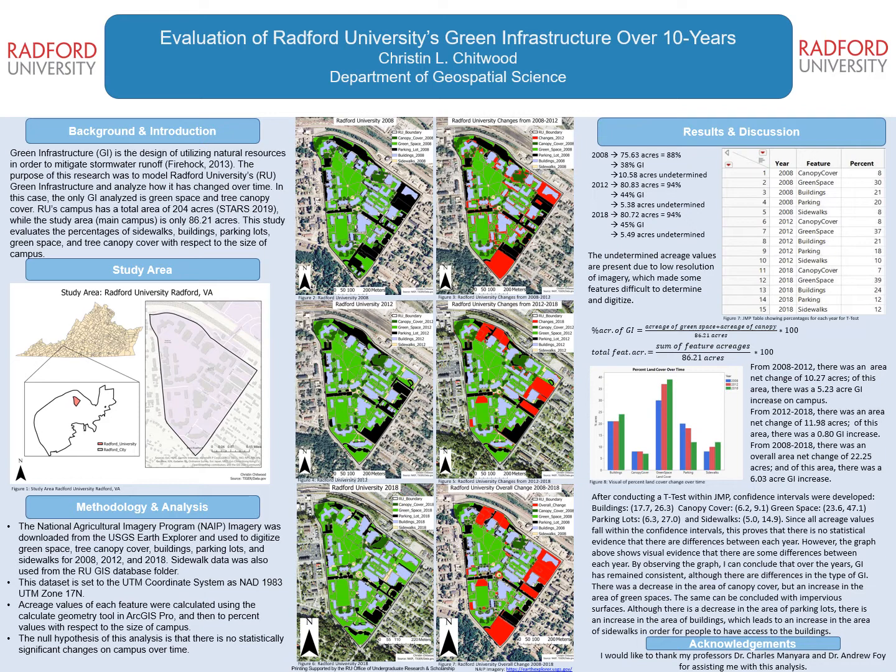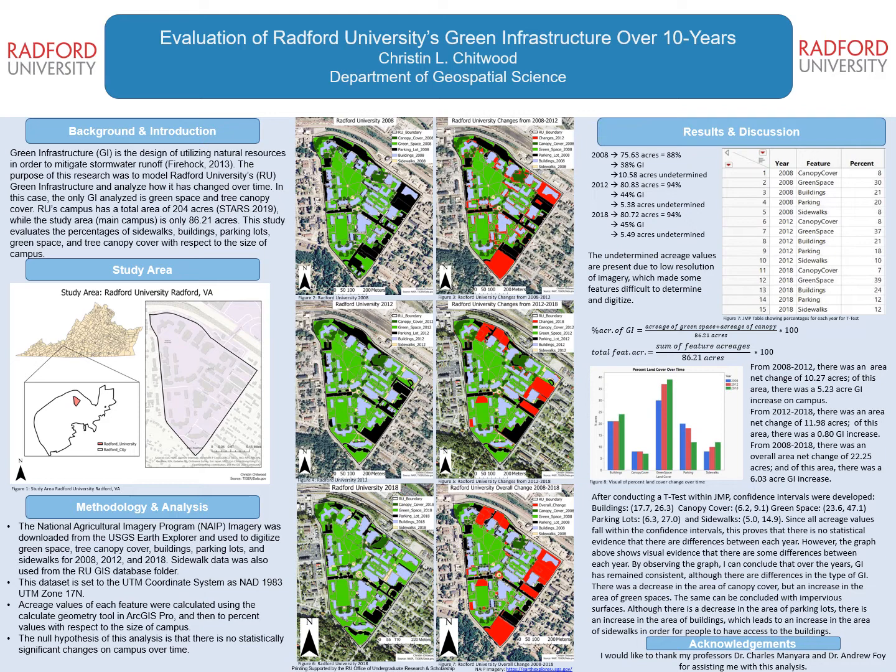In 2008, the total area of infrastructure features was 75.6 acres. These areas summed cover 88% of the main campus and a total of 32.96 acres, or 38% green infrastructure. There is a remaining area of 10.6 acres that was undetermined due to low resolution of the image that made some areas difficult to determine. This is calculated by 86.2 acres minus 75.6 acres. The remaining acres were not digitized.